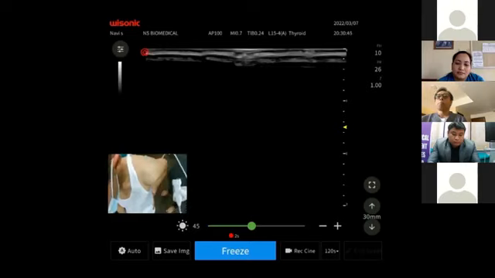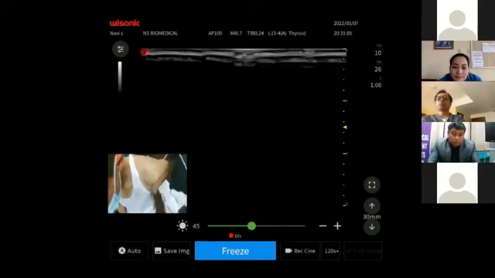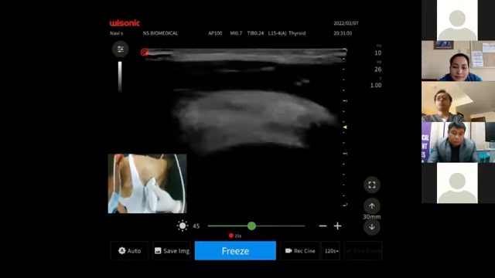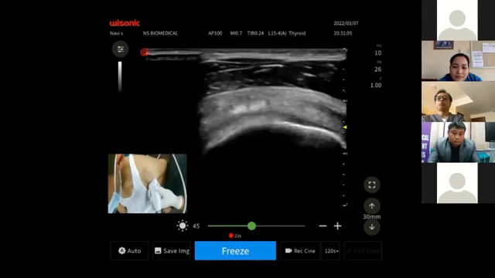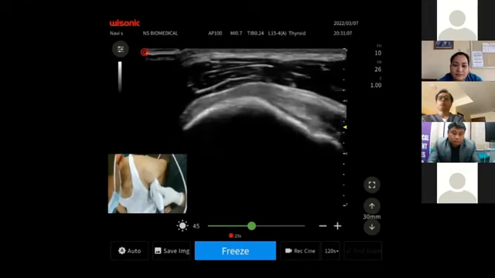So now we're going to look at the lateral aspect of the shoulder joint. Here we are going to scan the supraspinatus muscle and tendon, the infraspinatus muscle and tendon, the subacromial subdeltoid bursa, and the rotator cuff interval. So first we'll have a look at the supraspinatus muscle and tendon. I place my probe in the long axis view of the supraspinatus muscle.